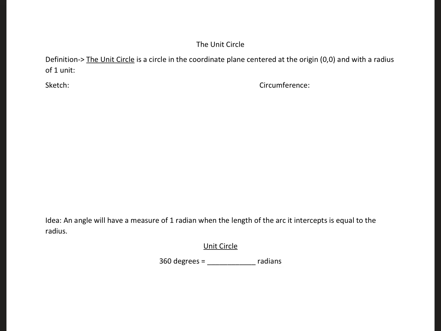In this video, we're going to begin developing the idea of a unit circle. So the definition of a unit circle is simply a circle where the center is at the origin at the coordinate 0, 0, and it has a radius of 1 unit. So consider the coordinate grid, and let's place the unit circle in it.